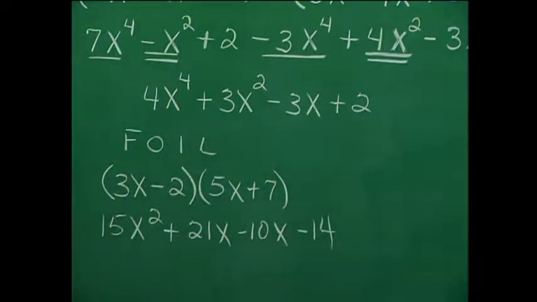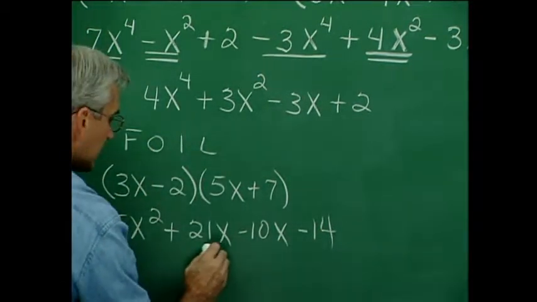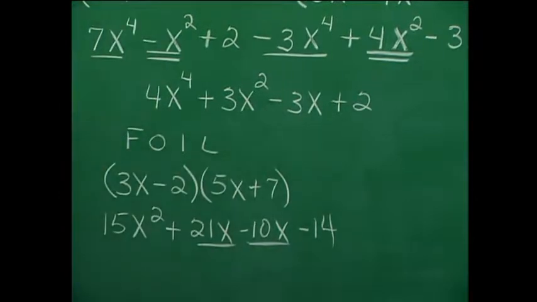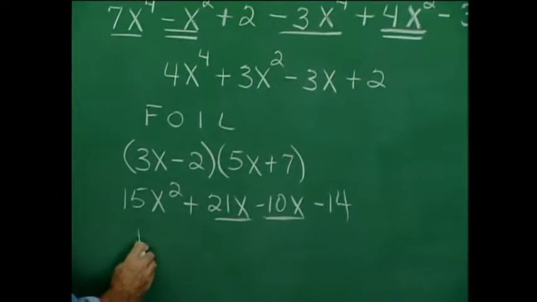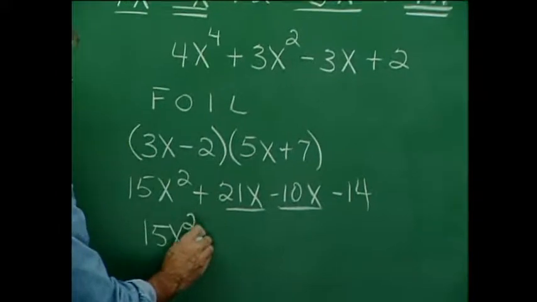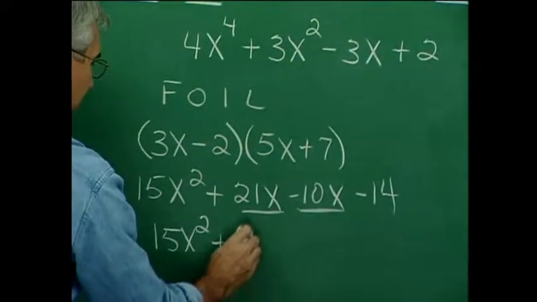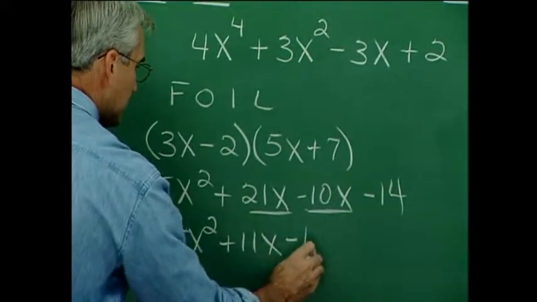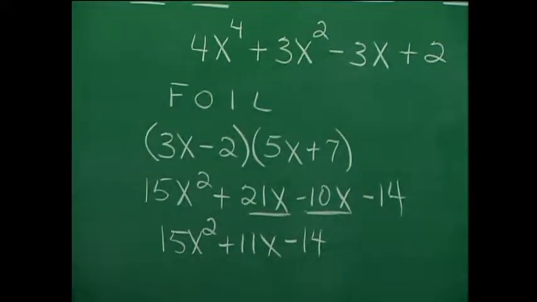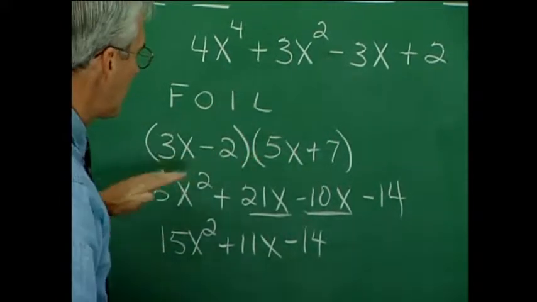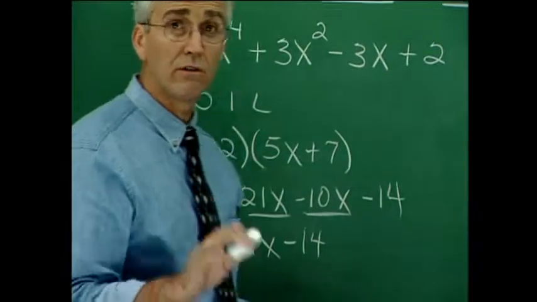And now it's often the case when you multiply a couple of binomials that you have some collection. Those 2 terms are alike. We bring down this 15x squared, collect 21x minus 10x, we have 11x, and then bring down minus 14, and this is our answer. Another arrangement of the 2 binomials for multiplication is a vertical arrangement.